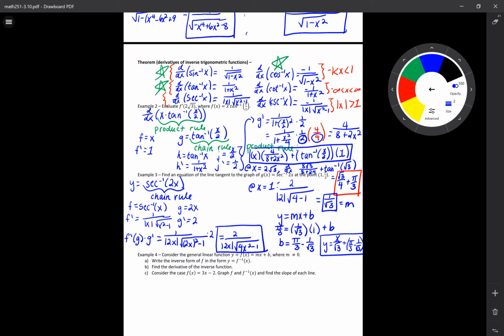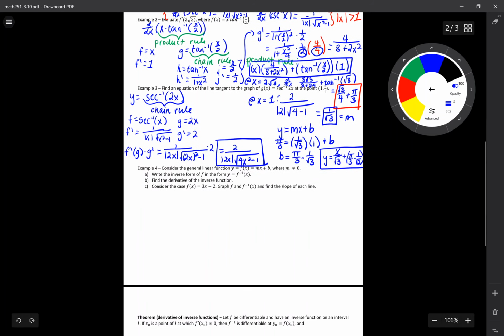Alright, so we have been talking so far about inverse trigonometric functions, but we can also take derivatives of inverse functions in general. So that is what the next two examples will be over. How do we find the derivatives of inverse functions in general? So we want to consider the general linear function f of x equals mx plus b, where m is non-zero. We first want to write the inverse form of this function, so I want to solve for y, basically.